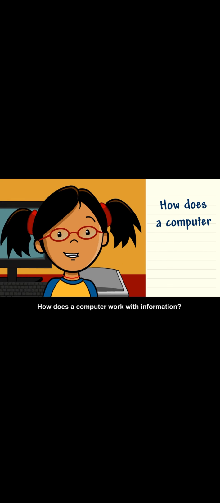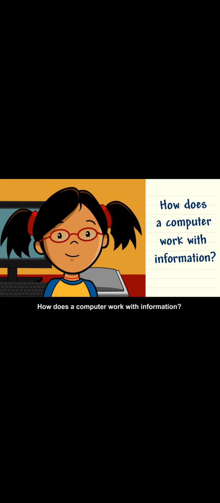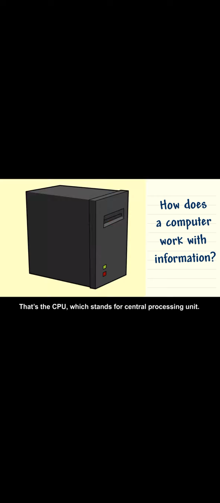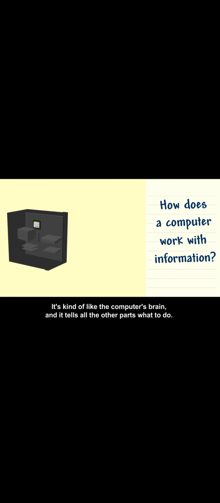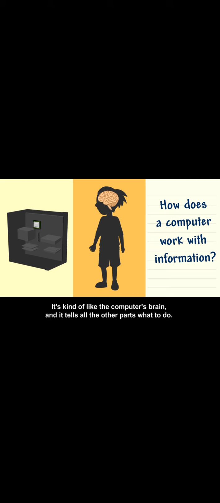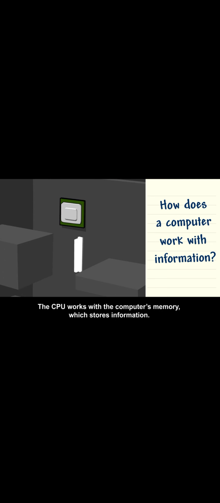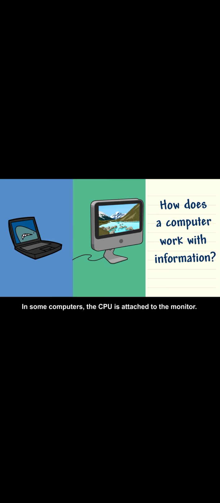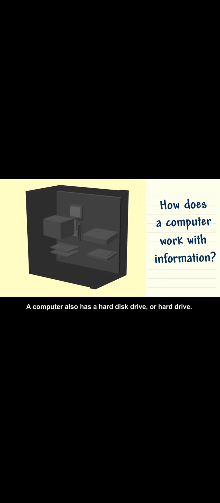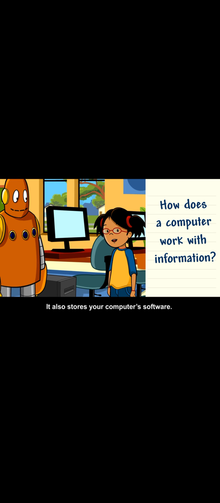How does a computer work with information? That's the CPU, which stands for Central Processing Unit. It's kind of like the computer's brain, and it tells all the other parts what to do. The CPU works with the computer's memory, which stores information. In some computers, the CPU is attached to the monitor. A computer also has a hard disk drive, or hard drive. That's the piece of hardware that holds a lot of information and stores most of your files. It also stores your computer's software.